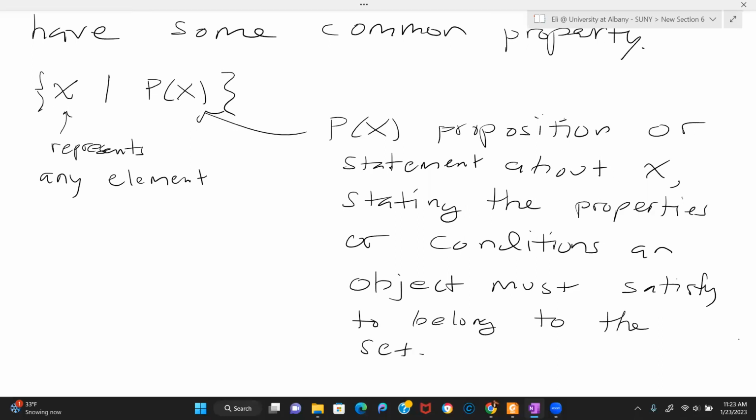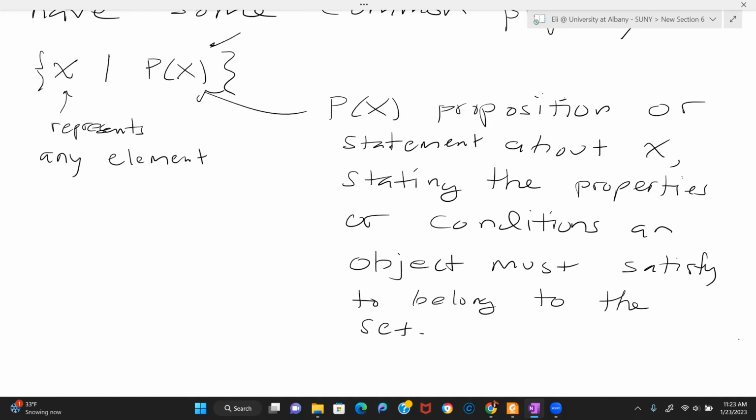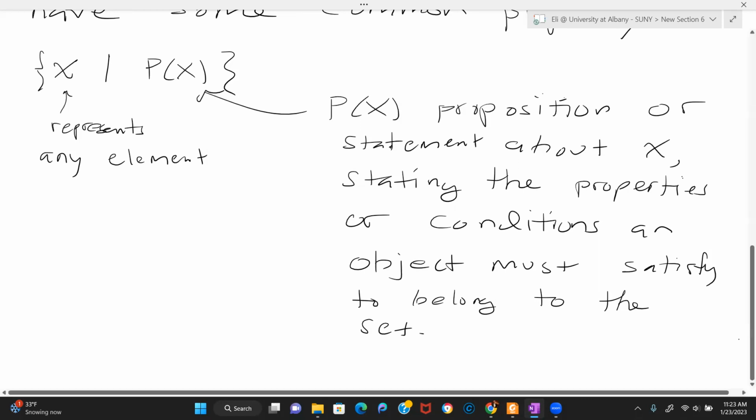And this could be a list of properties. It could really be anything you can imagine. So it could be, for example, the property P of X could be the proposition X is red. So then this set right here would consist of all red things, or P of X could be the proposition X is an even integer, say.